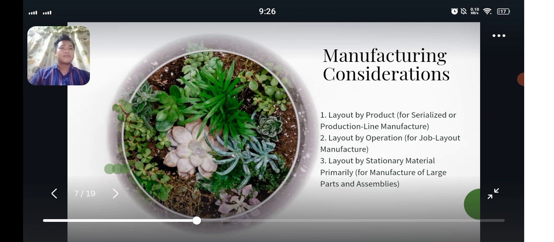Then in layout by operations, the arrangement of people, equipment, materials, and methods to create products in order of process in a continuous flow. Then, number three, layout by stationary material primarily. In this one, in a fixed position layout, the project remains in one place, and workers and equipment come to the one work area.